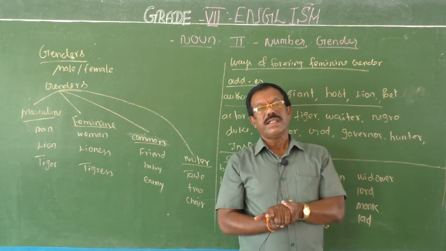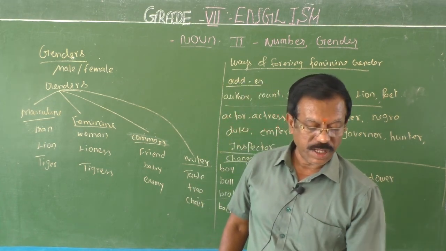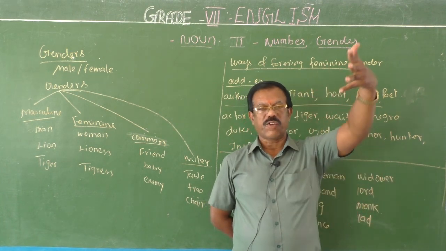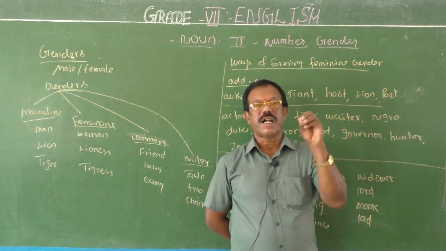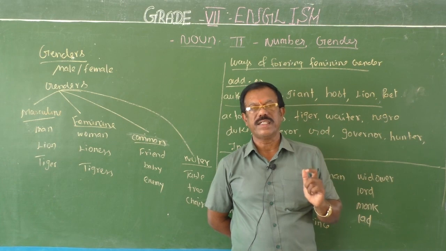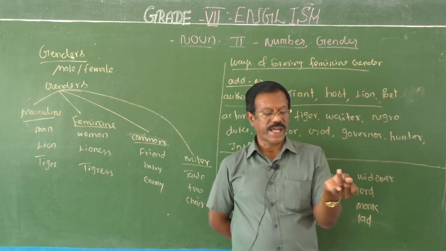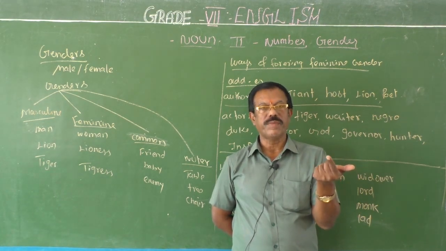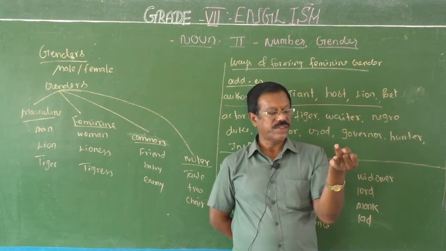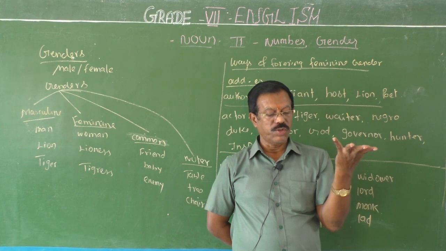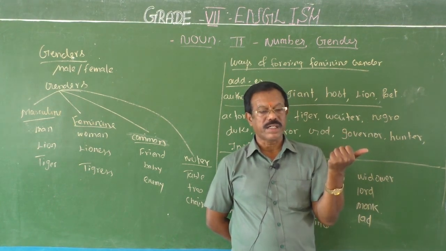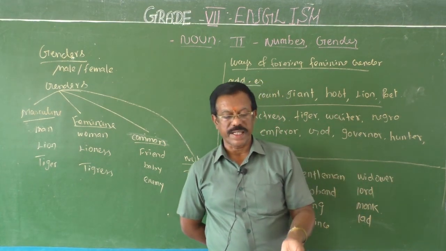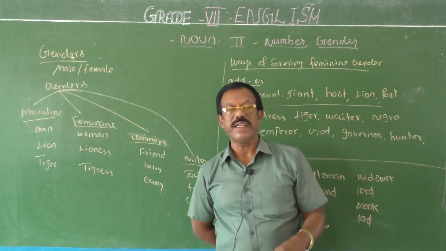Okay, good. Next, let me give you some examples for neuter gender. Almost all non-living things can be categorized as neuter gender, because it is not possible to identify the gender in non-living things. Table, chair, paper, book, umbrella, money, room, shop, stars, rose, plant, air, food, radio, album, photograph, camera, school, college, etc. So they are all called neuter gender.